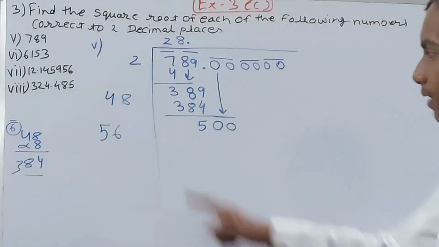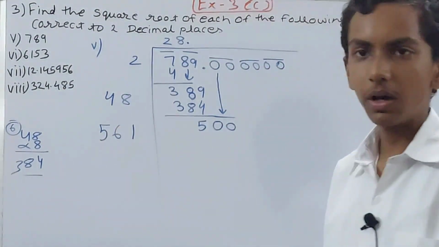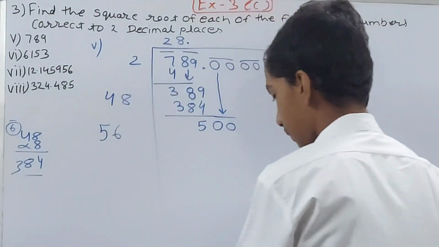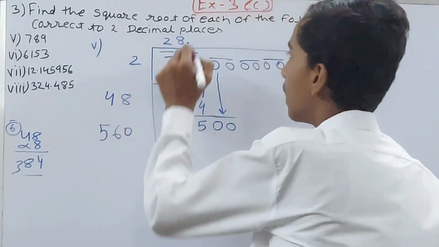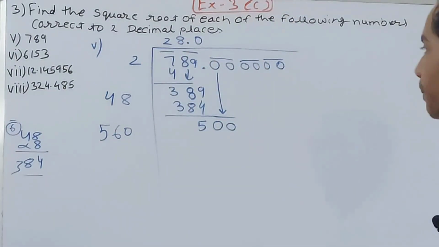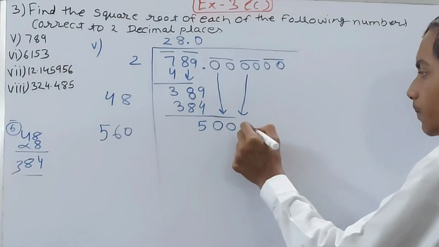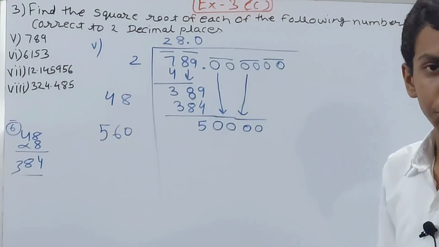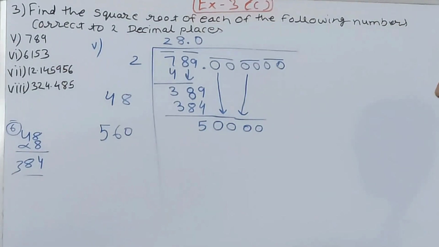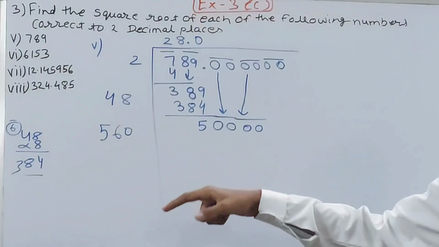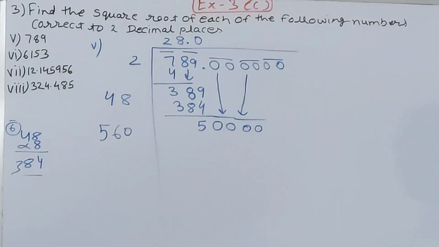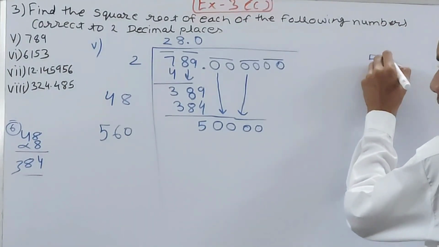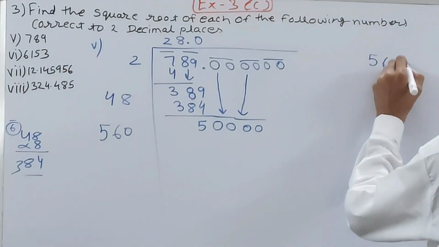Now double of 28, or just add your 8 to 48, which is 56. You can see, even if I take 1, that will become 561. This is 500, so we cannot take 1. Therefore what I will do is I will increase 1 0 here and increase 1 0 here, right, and bring down the next pair. Now 560 and your 50,000. Let's think of any number that we can take here that will cut this exactly. So see, let's try 560 it is.